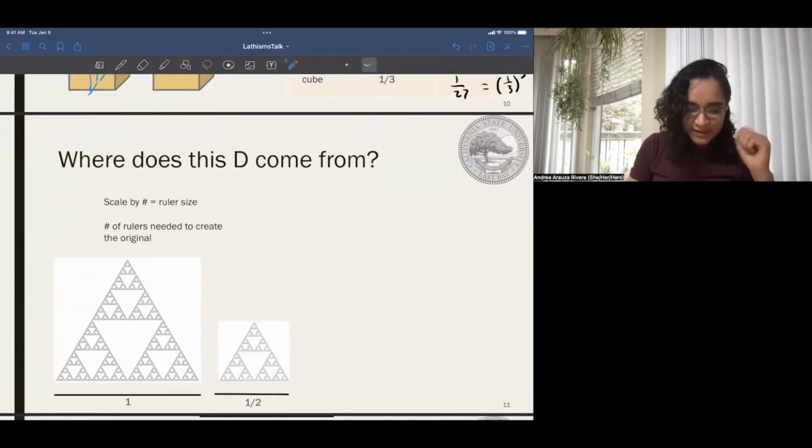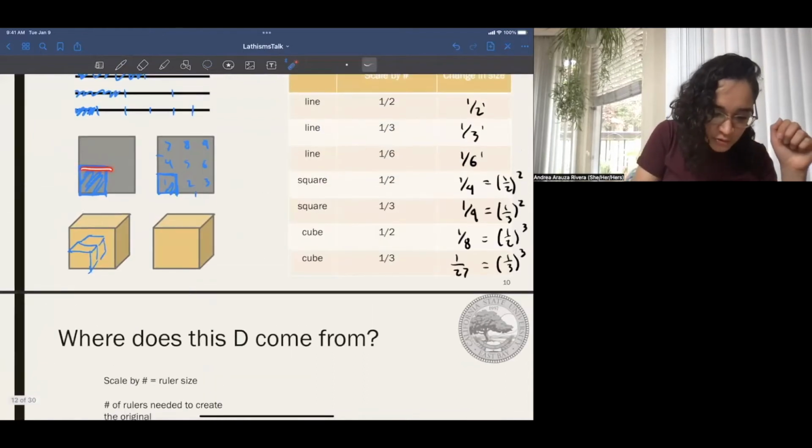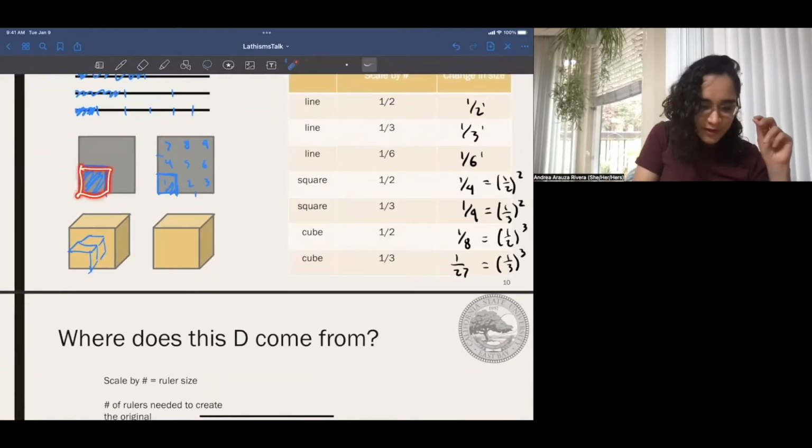So instead of thinking about my scale by number, let's think about this as a ruler size, right? So maybe now I've got this 2-dimensional little ruler that looks like a little square like this.